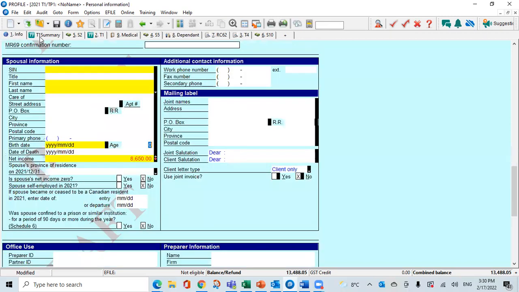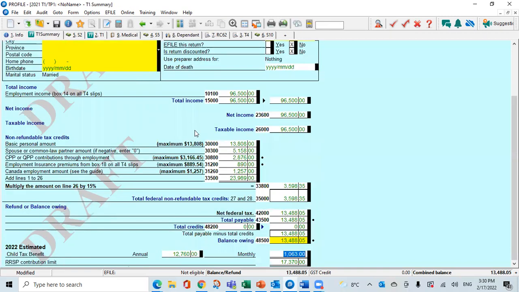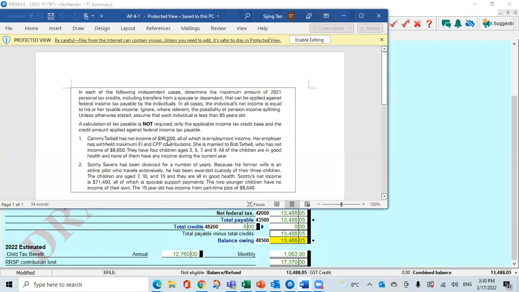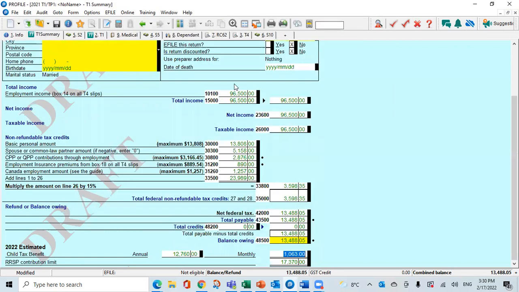Now we go back to our T1 summary. Now I already entered Cami's total income. That's from the question, 96,500. So I already entered the employment income. Okay. Now when you go down, oh, this is the summary. Let's go to T1.